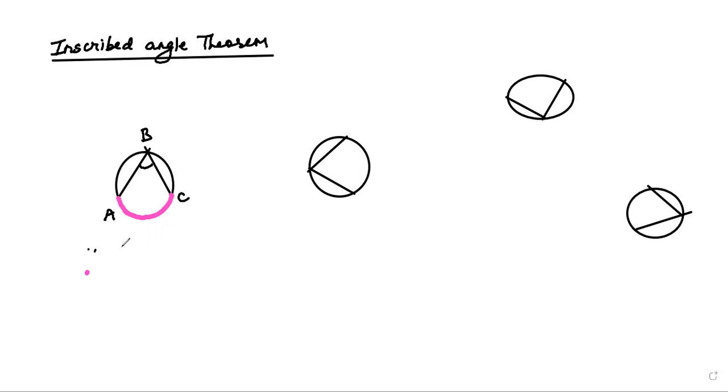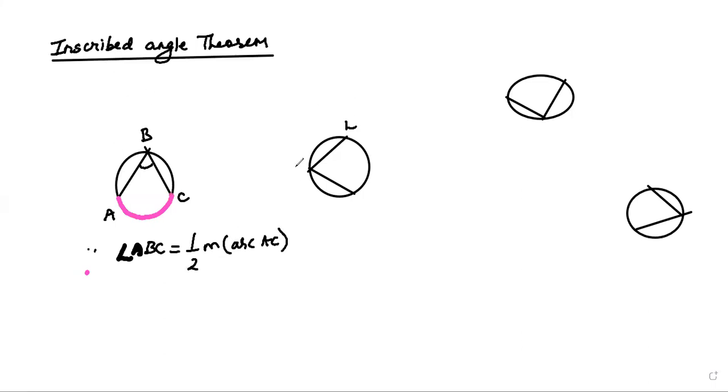immediately, like a formula, it should come to your mind: angle ABC is always equal to half the measure of arc AC.